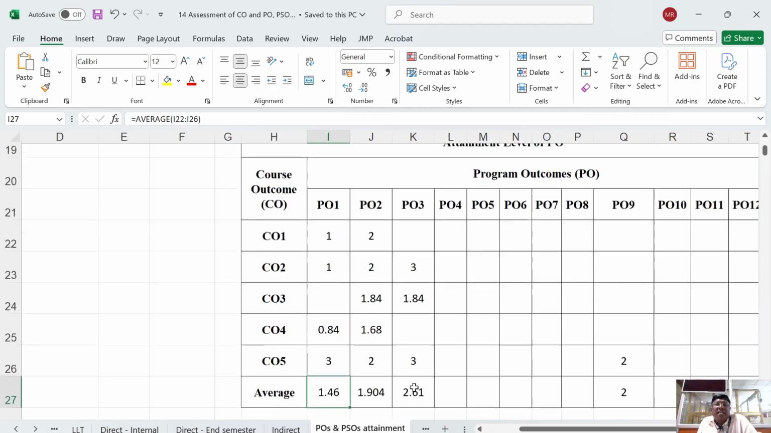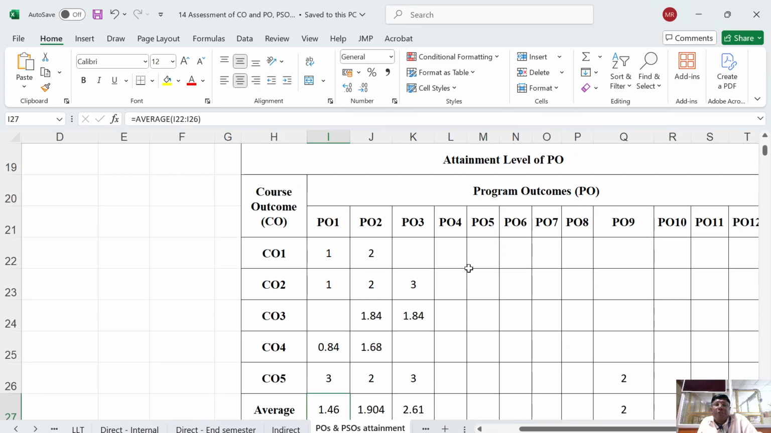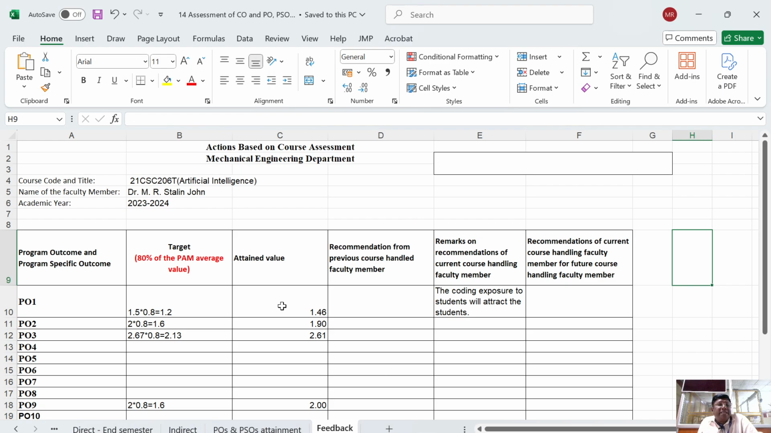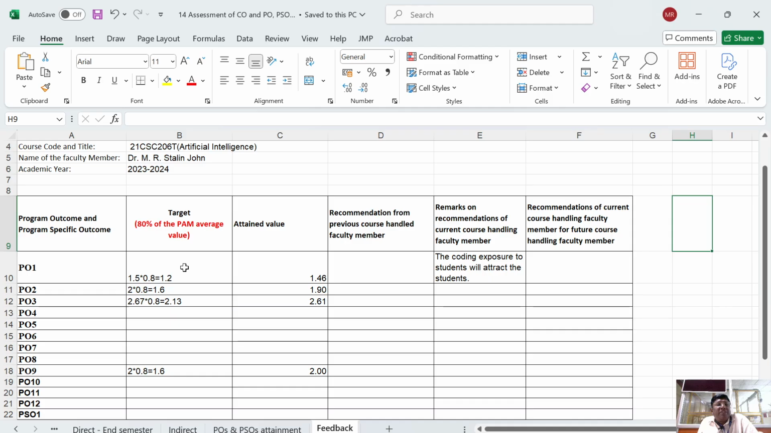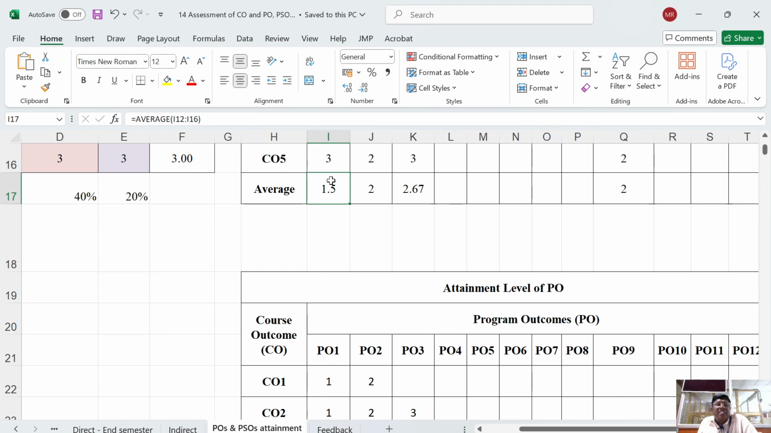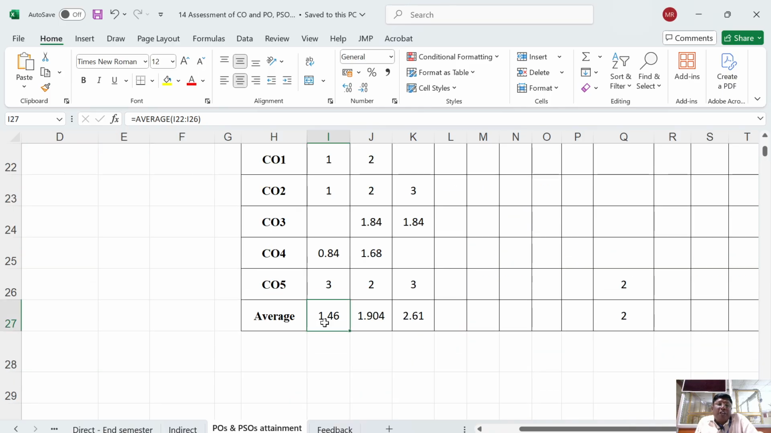Like that, we have to calculate for each PO and PSO. Then it has to be minuted here. So now the target value, the PO attainment given in the syllabus, is 1.5. The student is supposed to get that for this subject, but he got the value of 1.46.